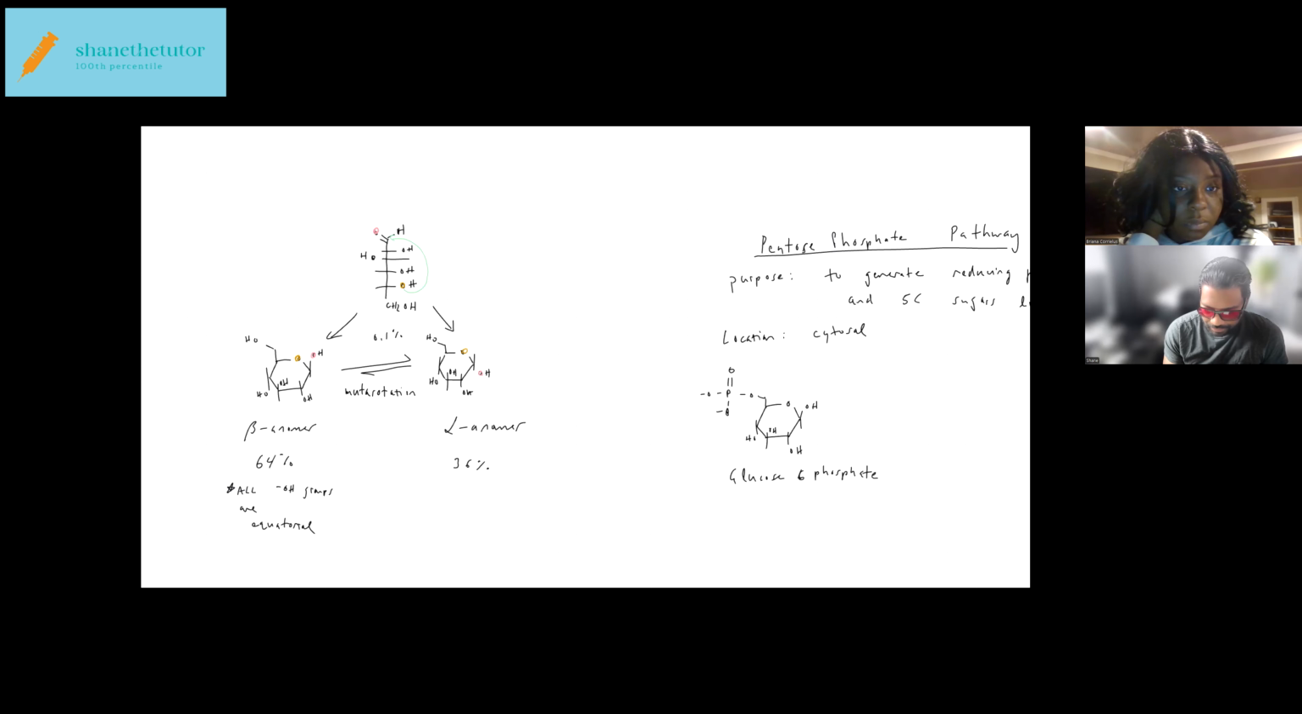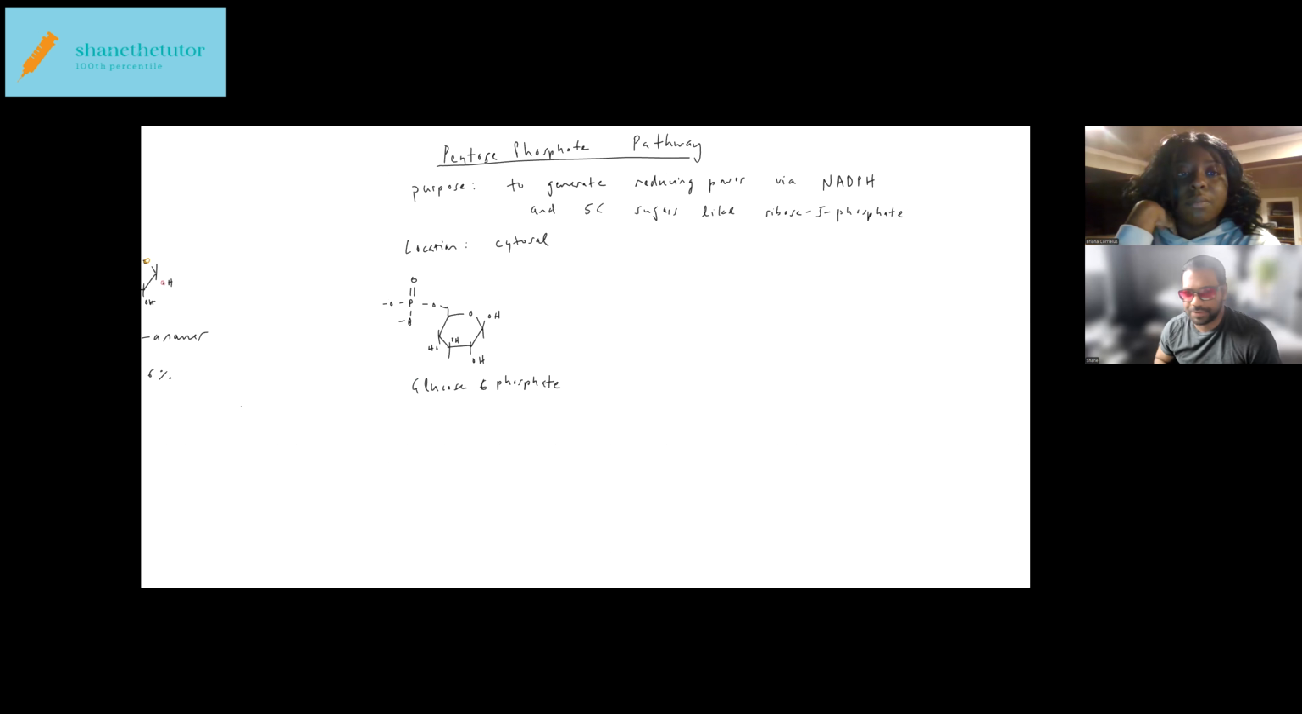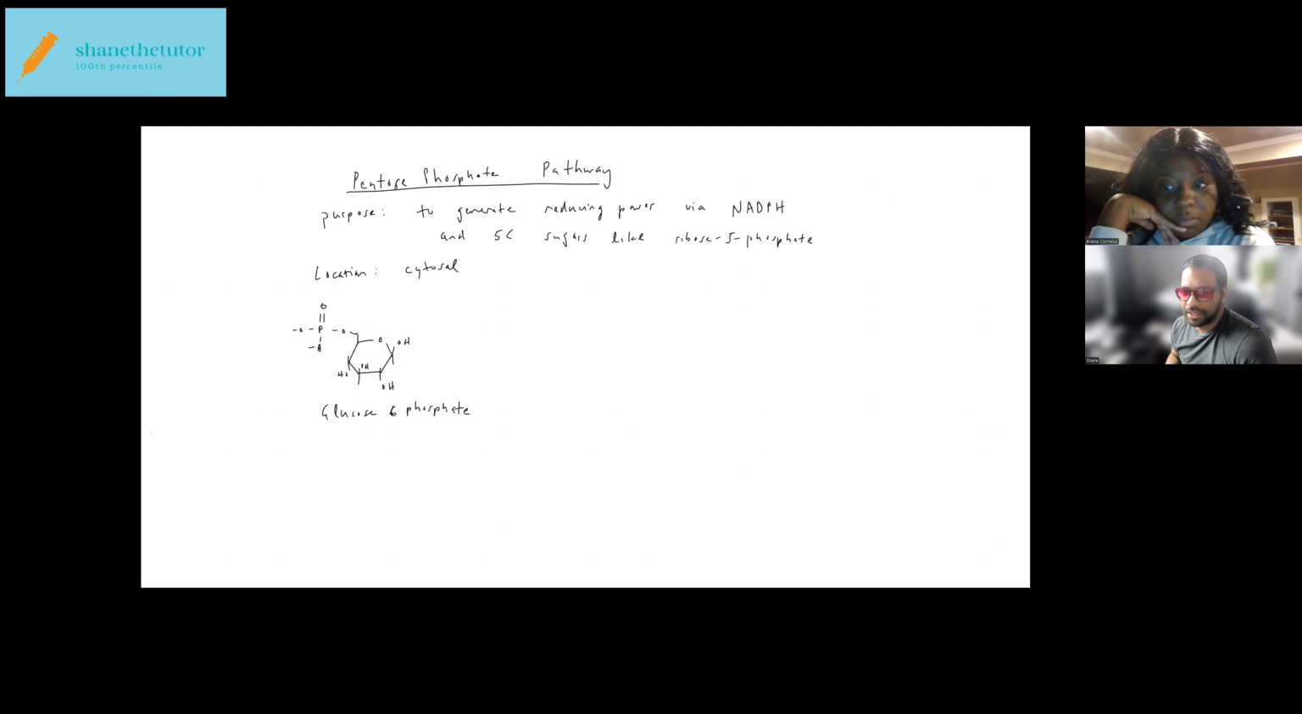So now let's go back to the pentose phosphate pathway. We have our glucose 6 phosphate, and we do something to it. Let me see if I can bring something up here. The generalized biochem redox pathway I will bring up. See this? Yeah.